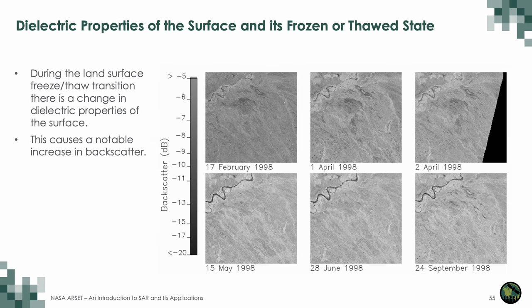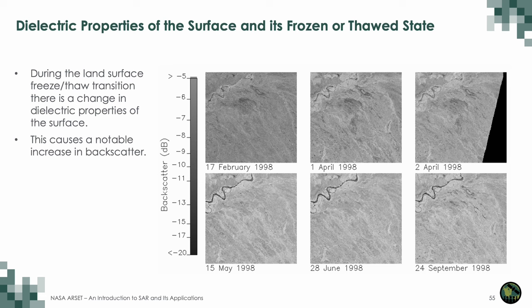And this is an example of the differences in image brightness for different landscape dielectric values. The dielectric of frozen water is very low, on the order of 3.15, compared to liquid water, which is around 80. In the northern high latitudes, when the land surface transitions from frozen to thawed conditions in the spring, there is a large change in the surface dielectric, and consequently a change in signal intensity from dark to bright. This example shows that.